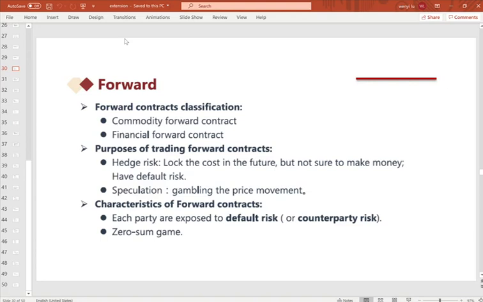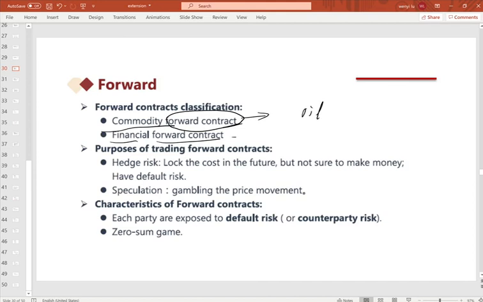Based on the underlying asset, there are two types of forward contract. One is a commodity forward contract, right? So the underlying asset is a commodity. The other one is a financial forward contract, right? The underlying asset is a financial asset. What is a commodity? For example, physical goods, consumer goods, or any tangible things you can touch. For example, oil. ExxonMobil can sign a forward contract to lock the price of oil in the future. It's a commodity forward contract.